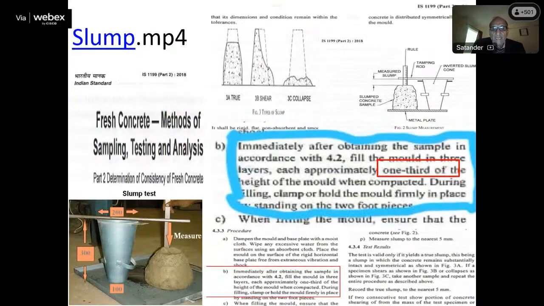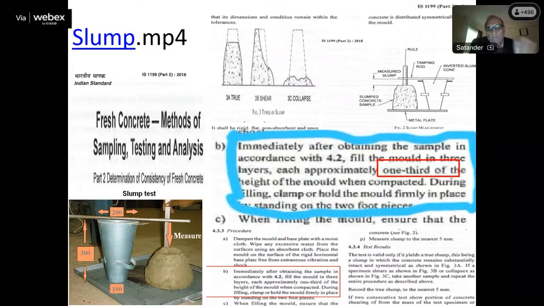Coming to the slump. Earlier you were finding slump in 4 layers. Now it has come to 3 layers. It is IS 1199 Part 2, 2018. Now the IS codes for fresh and hardened concrete have been revised after 60 years. The earlier code was 1959. Now the 2018 and 2020 codes have come. So a few things regarding concrete I will show you.